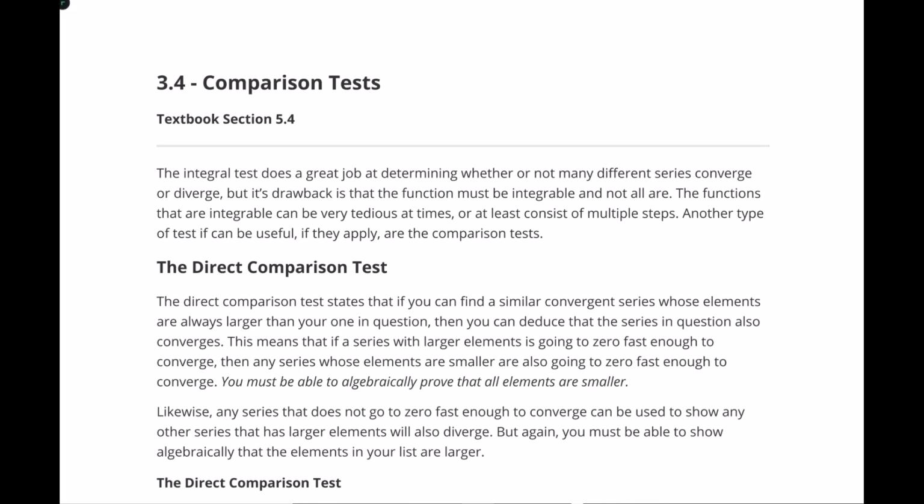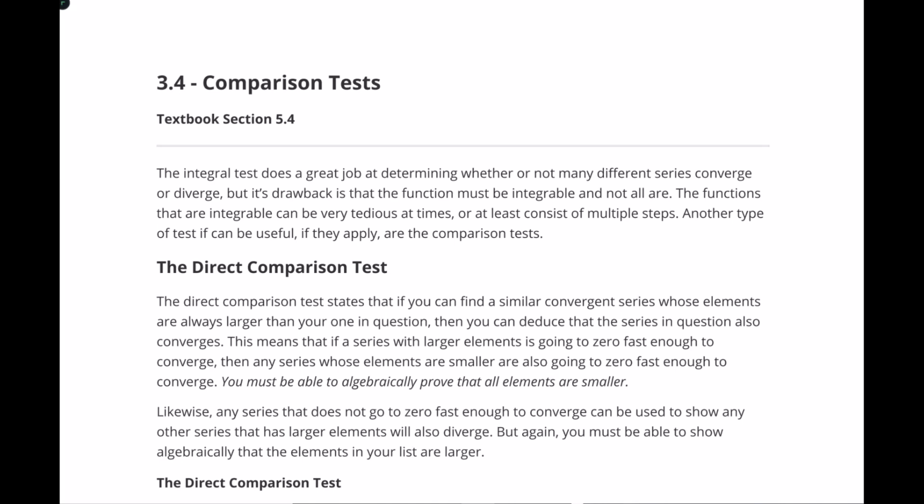So the integral test does a great job at determining a lot of different series, whether they converge or diverge. But it certainly has some drawbacks because number one, the function that you're working with has to be integrable, and not all functions are. In fact, there's really only a fairly small subset that we can work with. So that's not ideal. And secondly, going through the process of integration can be involved.